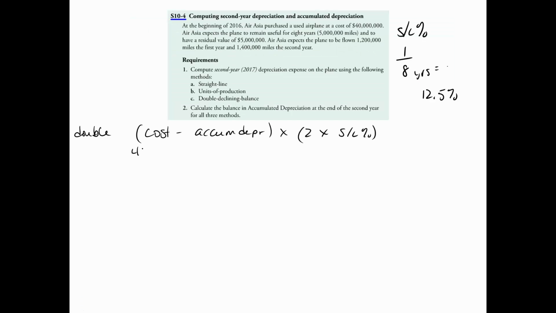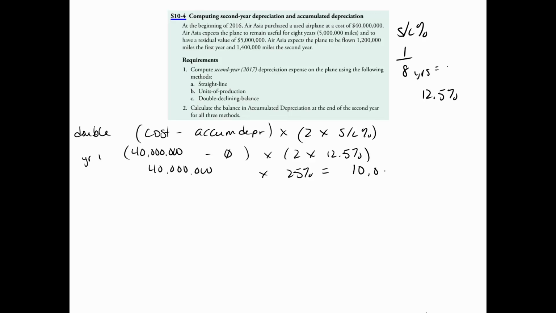So the cost is 40 million. Year 1. And in year 1, there's no accumulated depreciation yet. And I'll take that times 2 times the straight line rate, 12.5%. So I'm going to take 40,000 times 25%. And my depreciation in year 1 is $10 million.